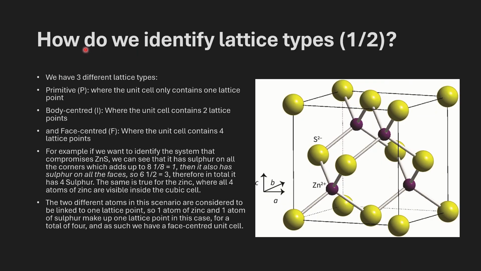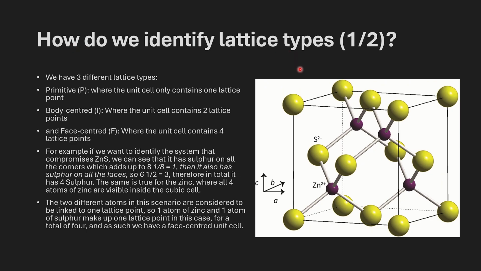So how do we identify lattice types? Well, we have 3 different lattice types. We have primitive, denoted by P, where the unit cell only contains 1 lattice point. We have body-centered, denoted by I, where the unit cell contains 2 lattice points. And face-centered, denoted by F, where the unit cell contains 4 lattice points.